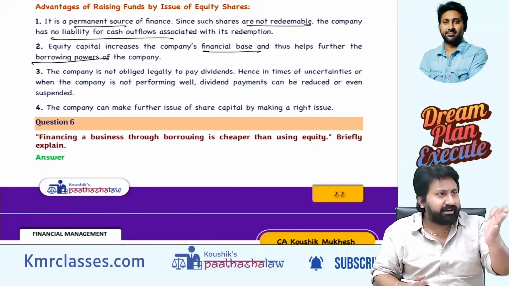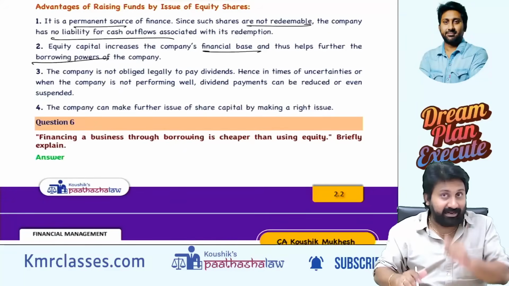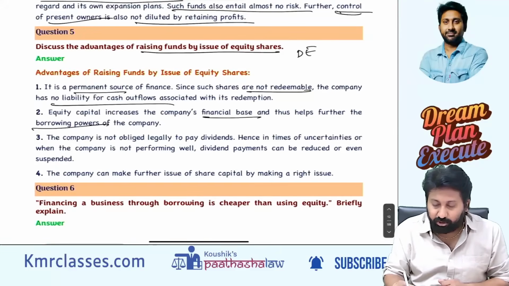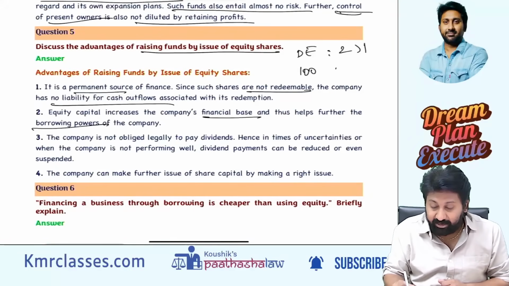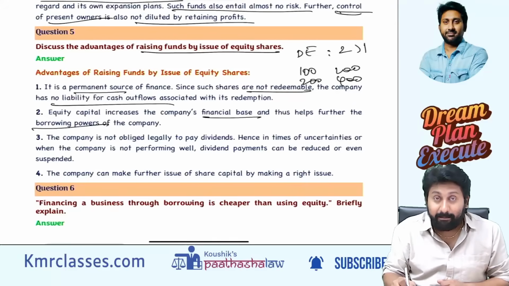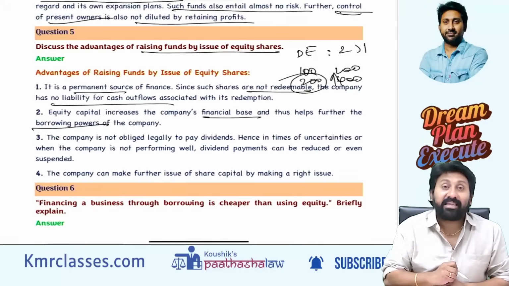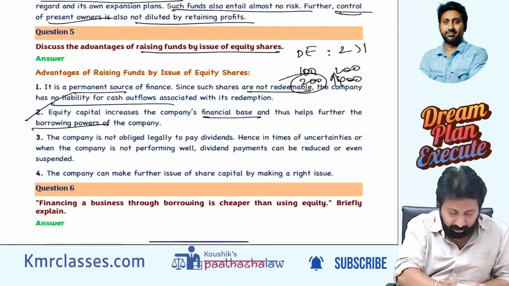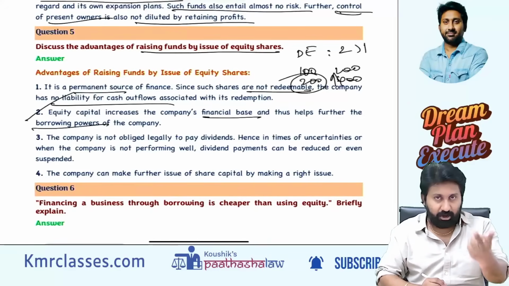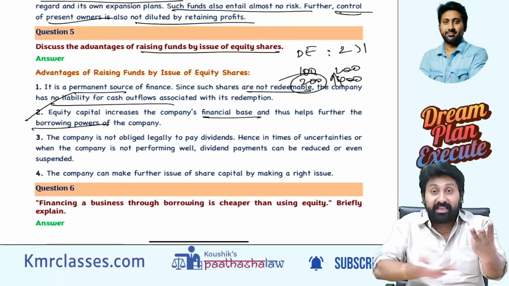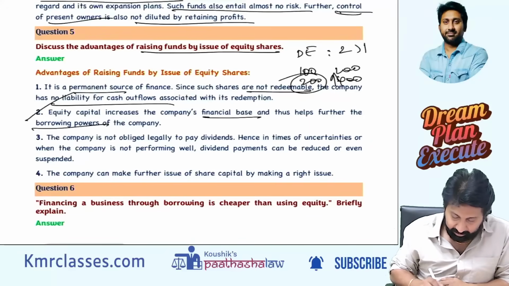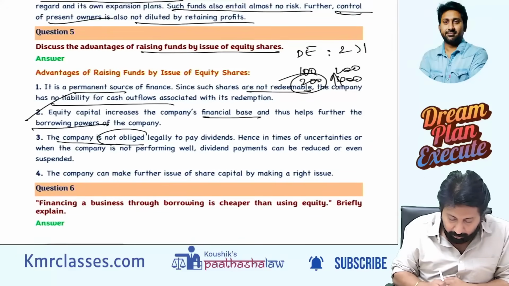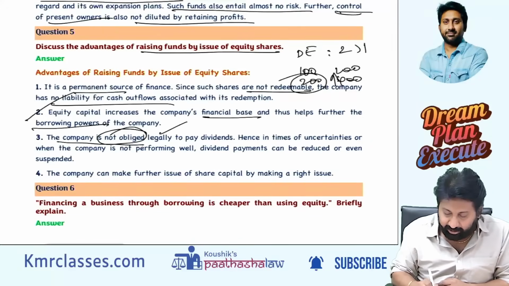Sir, why will equity share capital increase my borrowing power? Listen carefully. Debt equity ratio is 2:1. Means if equity is 100, debt can be 200. If equity is 200, debt can be 400. Means the borrowing power is dependent on the equity you are holding. That's what I wanted to tell. So a permanent source of finance, not redeemable, it will increase the overall finance base. Borrowing power will increase.